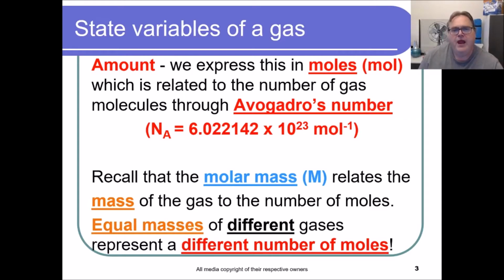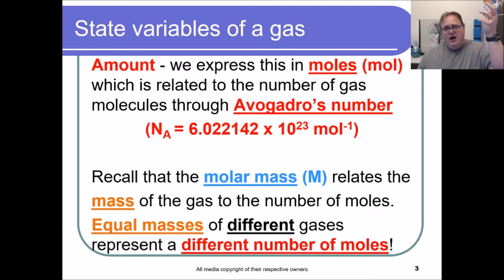Now, if we know the number of moles of a given gas, and of course we've seen that chemical compounds have a connection between moles and something more easily measured like the mass through the molar mass, then if we recall that the molar mass connects the mass to the number of moles, what we would find is that if I had equal masses of different gases, that's actually going to represent different numbers of moles of each.